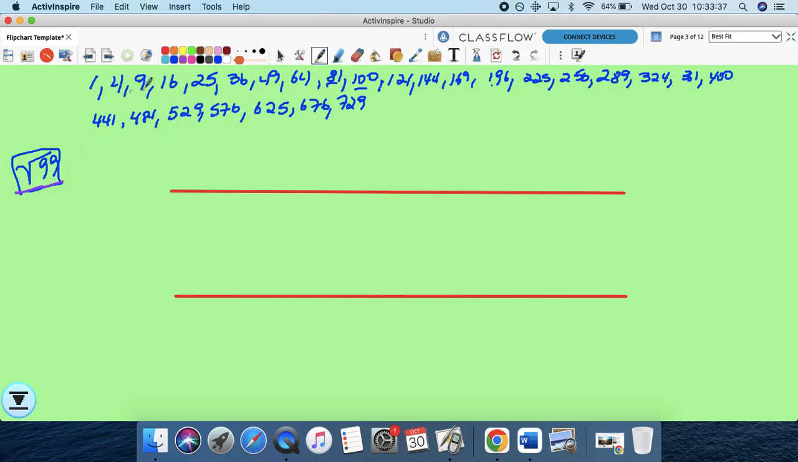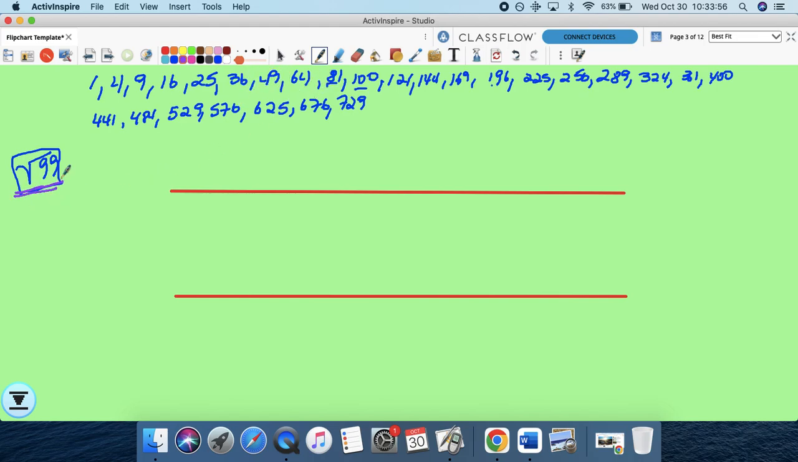If you look at, I listed all the perfect squares, the first 20 or 30 perfect squares. Square root of 1 is 1. This is 2 times 2, which is 4. 3 times 3, which is 9. 4 times 4, which is 16. Which, if you look at it the other way, square root of 25 is 5. Square root of 36 is 6. Square root of 49 is 7, and so forth.